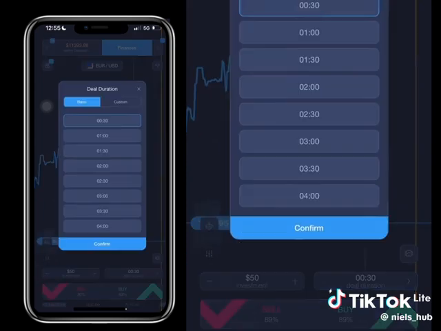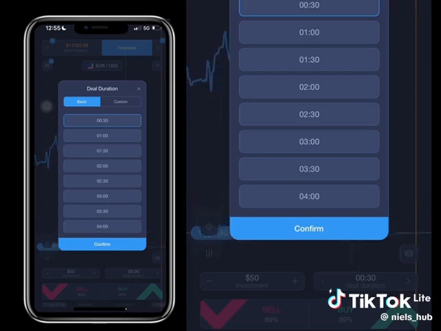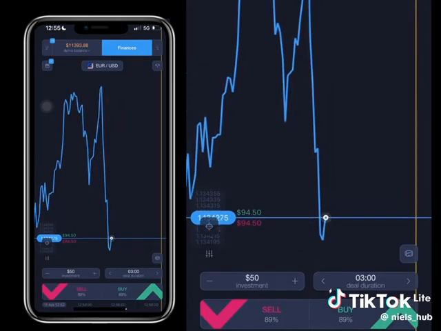So it is very important you set your duration, and we don't always advise you use a small duration like this. In my Telegram channel, we trade 3 minutes. So I have just calibrated 3 minutes.